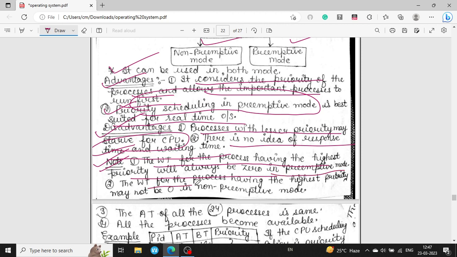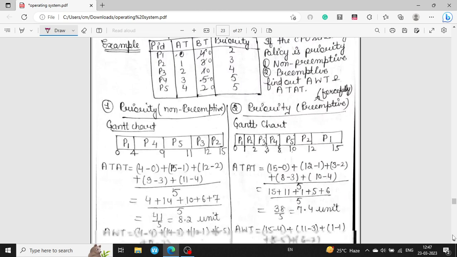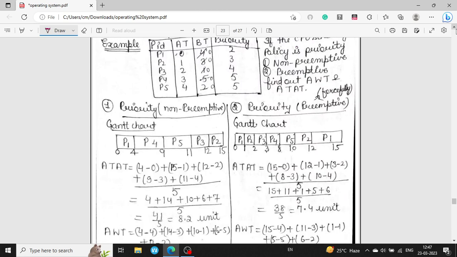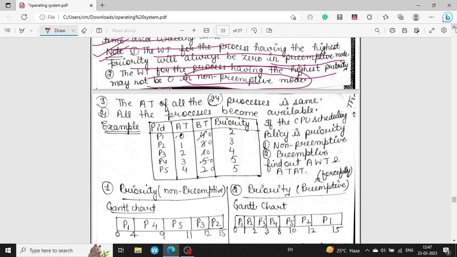And waiting time for the process having highest priority may not be 0 in non-preemptive. In preemptive case, we will take 0 as a highest priority, and in non-preemptive case, we will not take 0 as a highest priority. Now third, the average time of all processes is the same. Arrival time will be same for all the processes and all the processes become available.